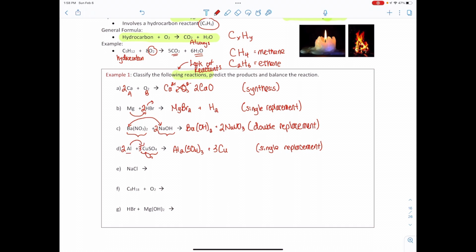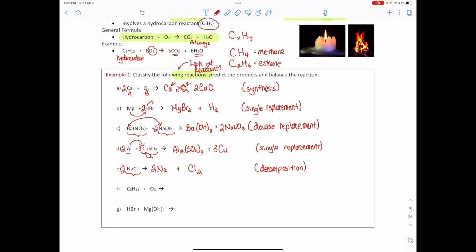So let's take a look at example E. Now in example E, I only have one compound, NaCl. So when I only have one compound as my reactant, this is a decomposition reaction. And if you remember, for a decomposition reaction, I have my ionic compound AB, and it's going to split up or decompose into its individual elements. So NaCl is going to decompose into my sodium metal and my chlorine gas. And once again, because chlorine is a diatomic element, we write it as Cl2. Then all we have to do is balance the reaction.